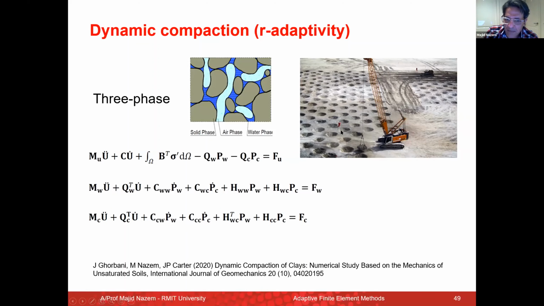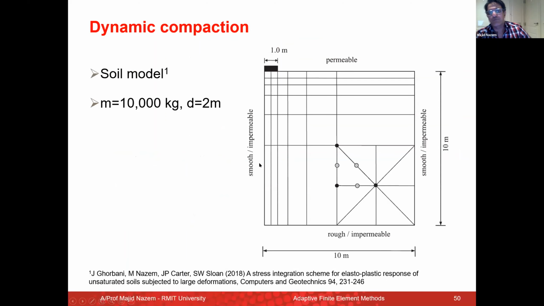Now, there are several interesting questions in this problem. For instance, what's the depth of improvement of the soil? Or how many drops are required to achieve a certain improvement in soil parameters? And so on. Of course, I'm not in a place to answer all those kinds of questions today, but at least I can show you an example.